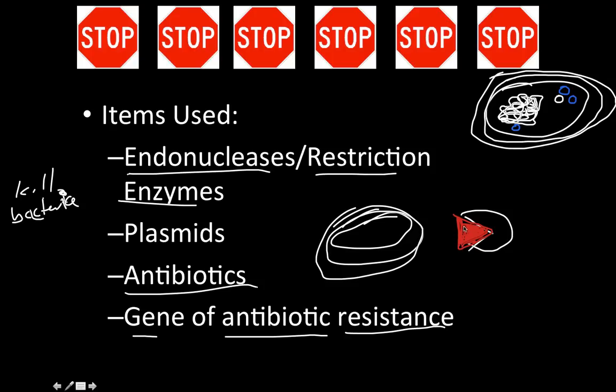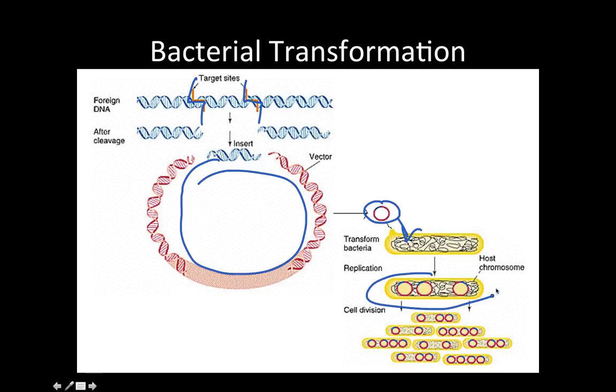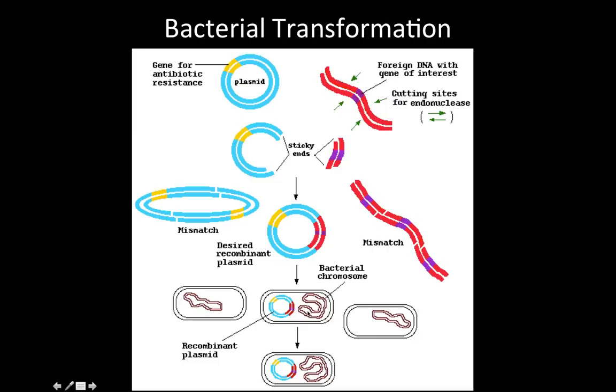So let's take all of that in as we go back to bacterial transformation. The nuts and bolts of bacterial transformation is we're going to take a gene and cut it out with an endonuclease, put it into a plasmid, and then try and get that plasmid into the bacteria cell. And the bacteria cell is going to replicate and make more copies of that particular plasmid. Here's a better picture of it. What we're going to do is we're going to put a gene of antibiotic resistance into the plasmid. So there's the plasmid. Then we're going to take another endonuclease and cut open that bacteria.